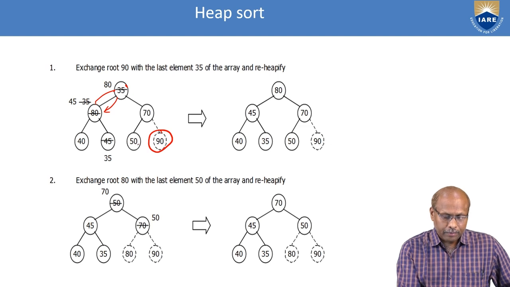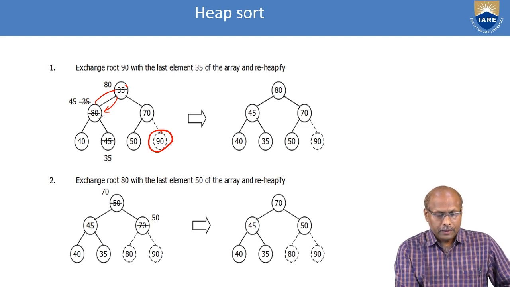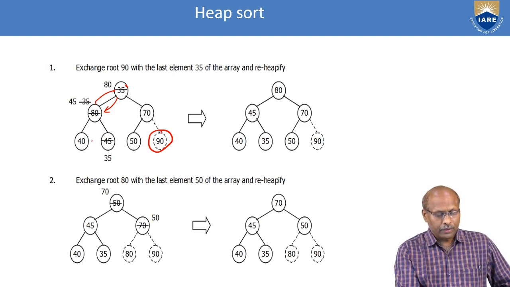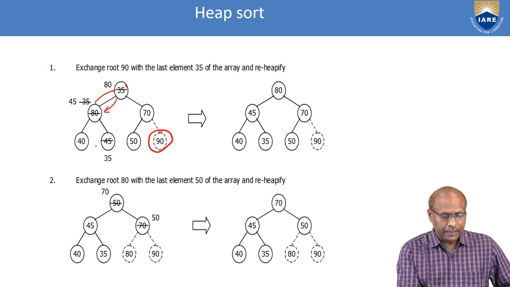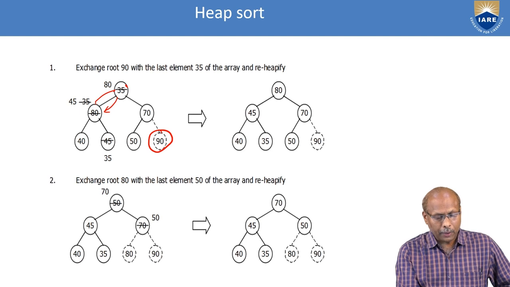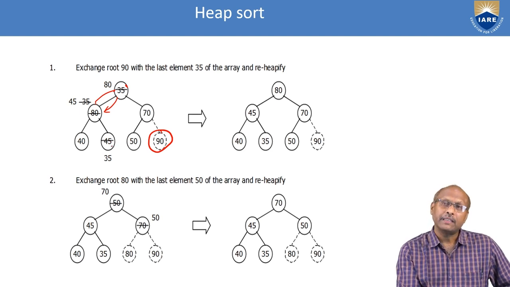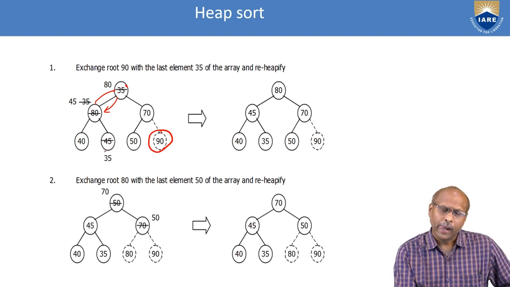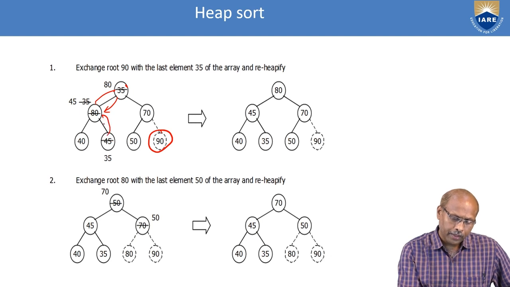Again after coming here, 35 has come down. If you compare 35 with these children, 40 and 45, here 45 is bigger, because in a max heap, the parent will always be bigger. So 45 has gone up and 35 has come down.